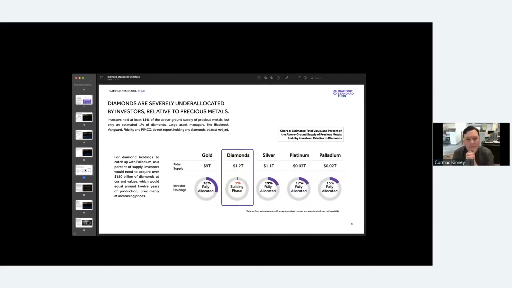This is kind of the foundation of our outlook. If you look at every precious metal, gold, silver, platinum, palladium, rhodium isn't on this list because it doesn't have futures, but even rhodium, investors own at least 15% of the above ground supply of each of these precious metals. Why? These investors use them as a store of wealth.